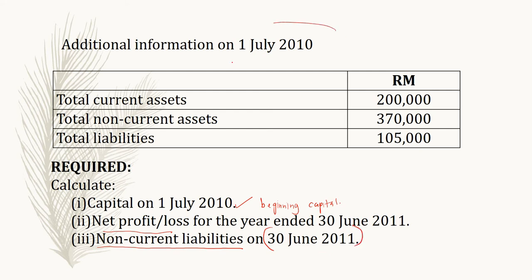So this is the information given for 1st July 2010. You have a total for your current assets, your non-current assets, and also for your total liabilities. So this is actually your beginning balance.